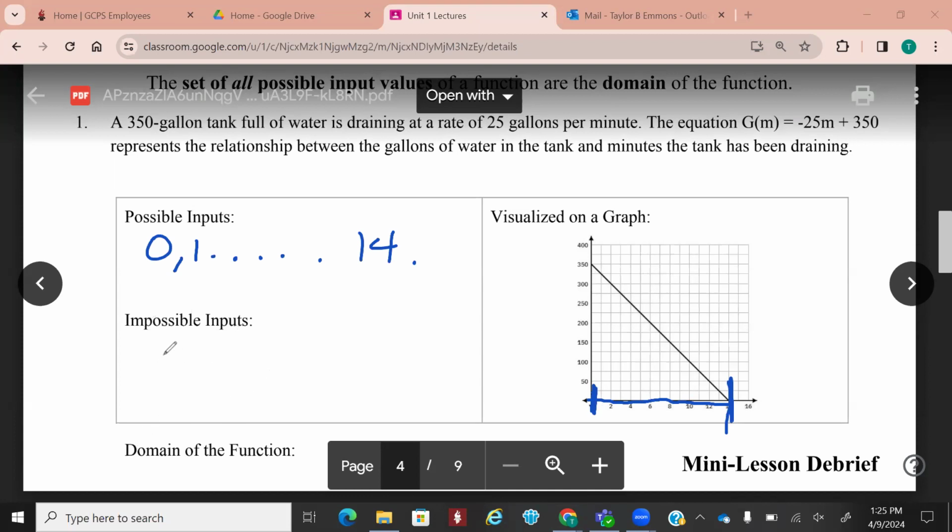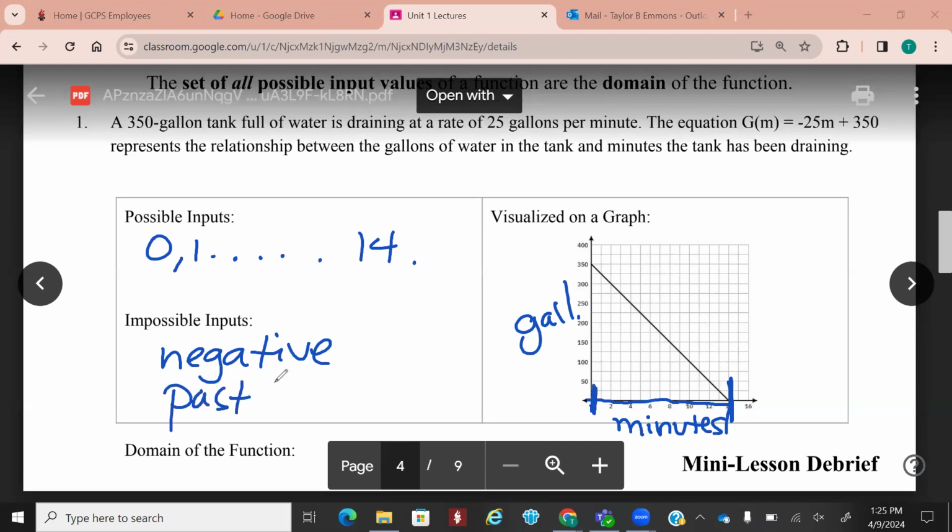Impossible inputs would be negative numbers, because we can't have negative minutes. This is minutes on the x-axis, and this is number of gallons. We can't have negative. Now we can't have anything past 14, because that's when the water drains out. So water is draining all the way down to 0. So the domain would be from 0 to 14.